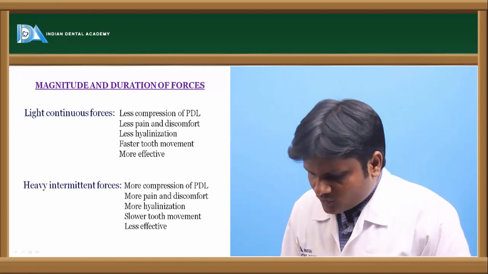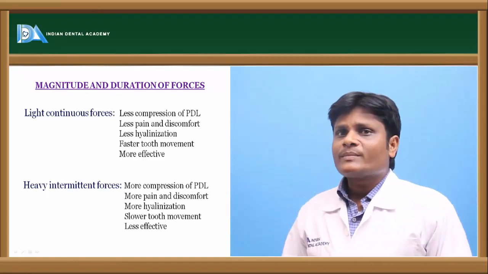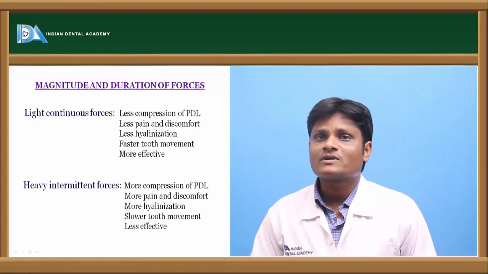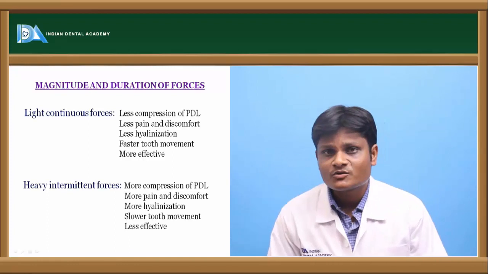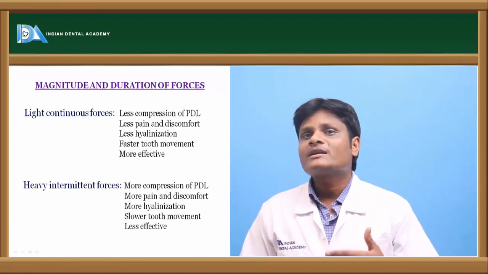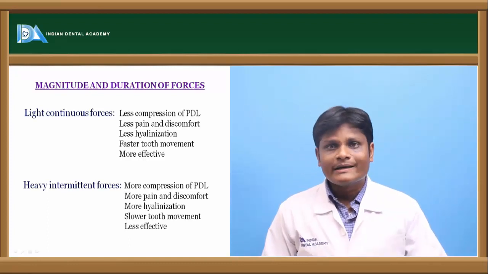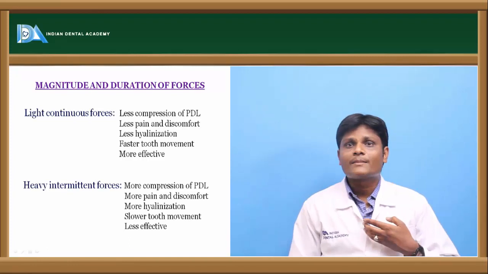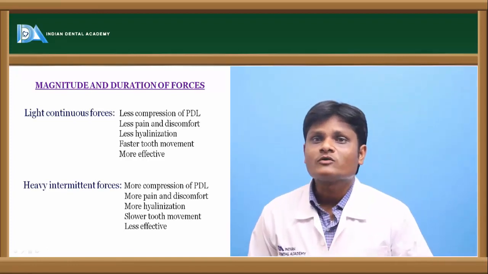Whenever an orthodontic force is light and continuous, it causes less compression of the PDL, less pain and discomfort to the patient, no hyalinization, and more effective and faster tooth movement. Whereas a heavy intermittent force will cause more damage to the periodontal ligament, delayed tooth movement, more discomfort and pain, more hyalinization, and the rate of tooth movement will also be slow.